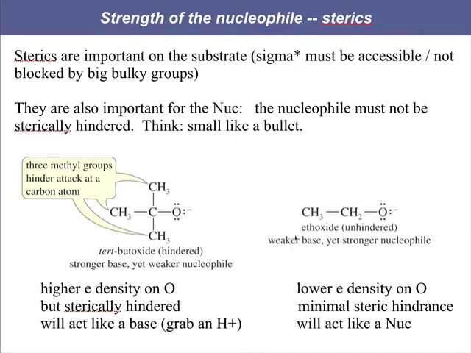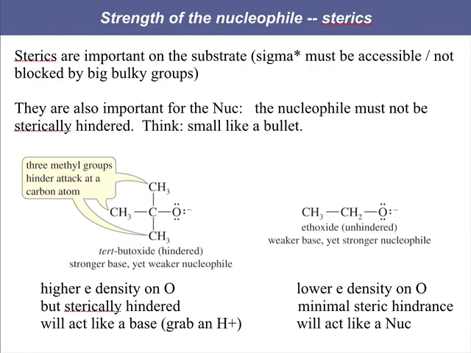So it's not such a great base because it doesn't have so much electron density, but it turns out to be a better nucleophile than tert-butoxide. And our explanation for that is that it's less sterically hindered. It's smaller. So higher electron density on the oxygen, but sterically hindered, it will just act as a base and grab an H+, a Bronsted-Lowry base. Ethoxide has lower electron density, but minimal steric hindrance, and therefore it will act as a nucleophile.